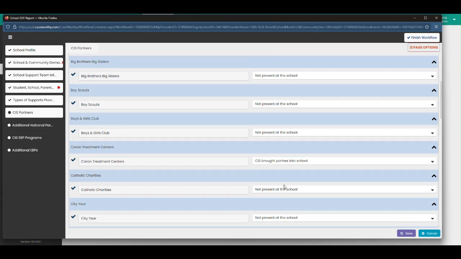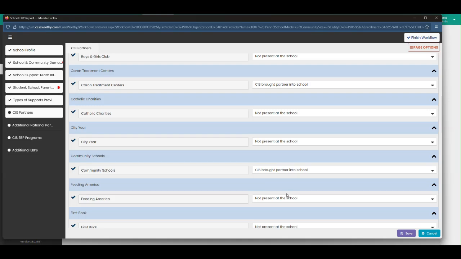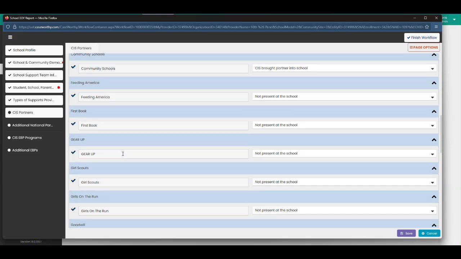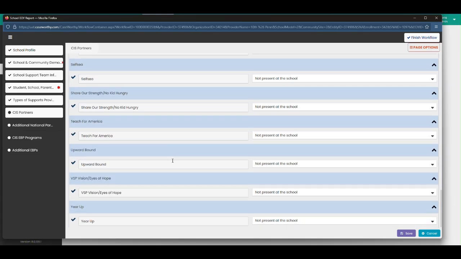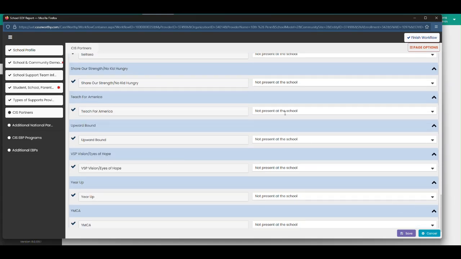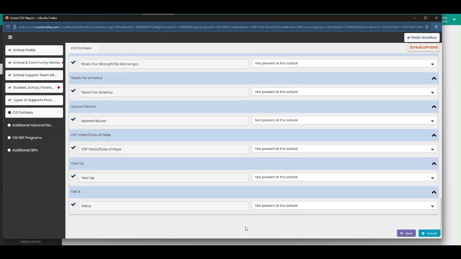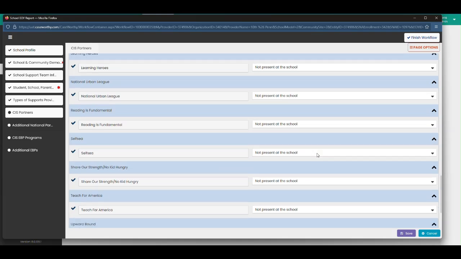So Caring Treatments, I'll say we brought the partner into school. Community schools, we definitely brought the partner into the school as a community school provider in that site. So Jamie at Union Terrace Community Schools, yes, CIS brought the community school into the school. Gear Up, Girl Scouts, Girls on the Run, Goodwill, Higher Achievements, all these things. Teach for America. So if there's any Teach for America volunteers at your school, you could say they're probably existing at the school. We probably didn't bring in Teach for America. YMCA. So everything defaults to not present, but please go through and make affirmative selections as you go through.